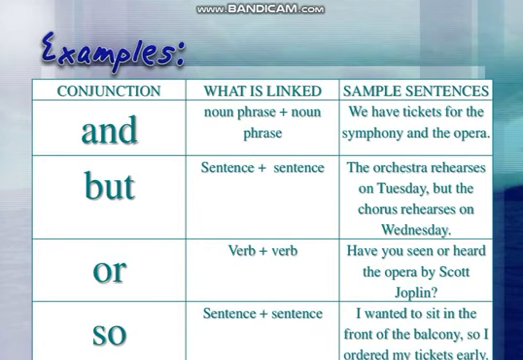Then we have the conjunction or, which is joining or linking verb plus verb. Have you seen or heard the opera by Scott Joplin? So here the word or is used. Then we have so, which is joining two sentences with each other. I wanted to sit in the front of the balcony, so I ordered my tickets early. Here the conjunction so is used. So these are all coordinating conjunctions and they are used to join or link two similar elements with each other.